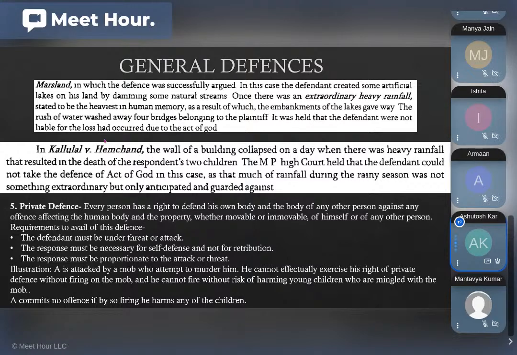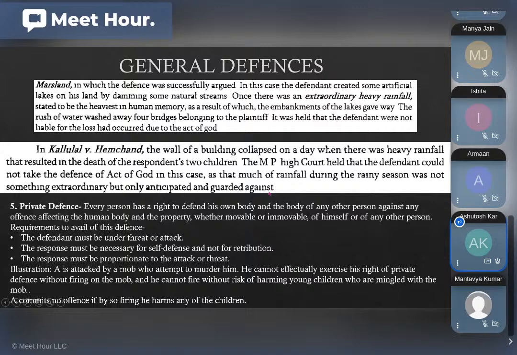But there is another parallel case, Kalulal versus Hemchand. The wall of a building collapsed on a day when there was heavy rainfall that resulted in the death of respondents' 2 children. The MP High Court stated that the defendant could not take the defense of act of God in this case, as that much rainfall during rainy season was not something extraordinary, but something which could be anticipated and guarded against. So I hope you understand.